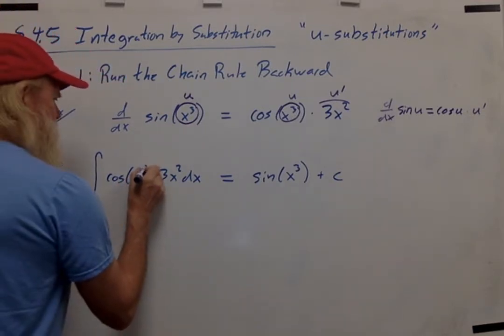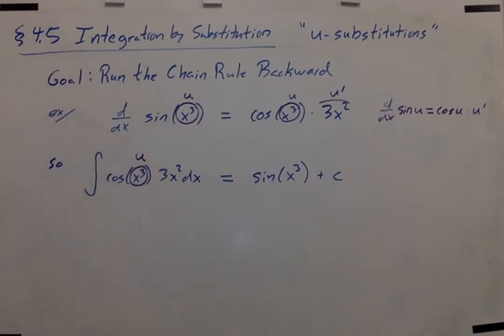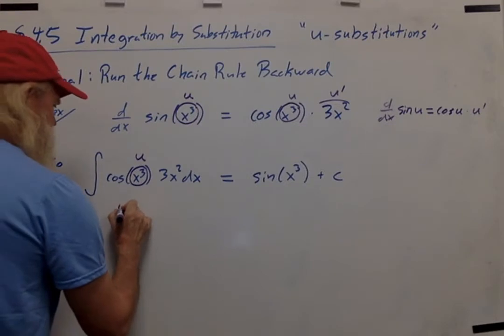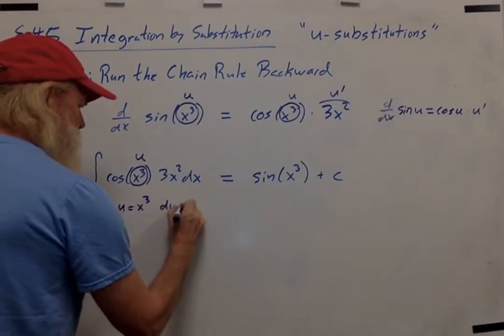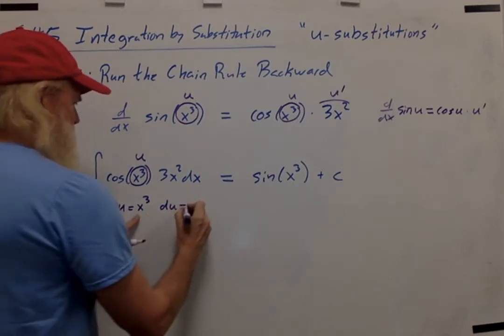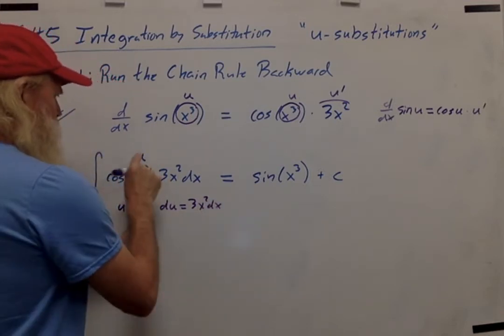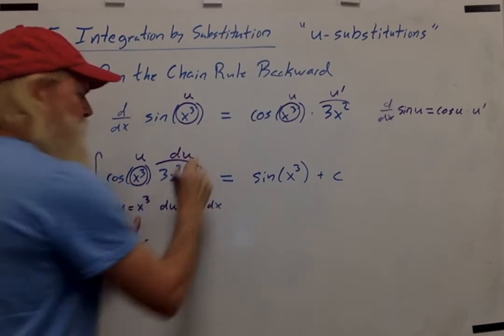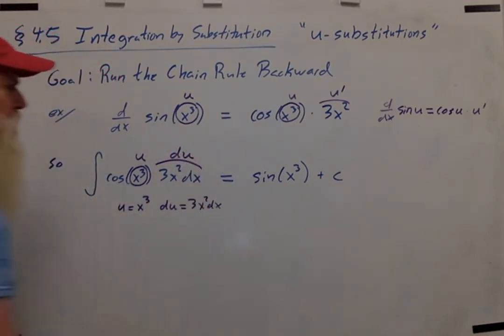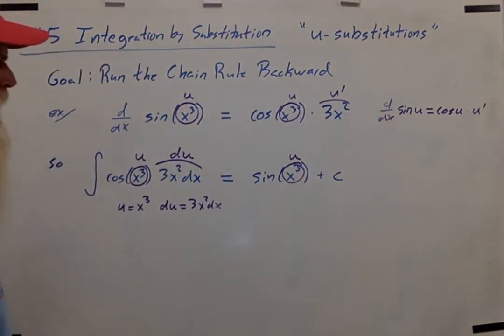So once again, let's think about the x cubed as being our u, and then notice that if u is equal to x cubed, then du, the differential of u, is equal to 3x squared dx. So if this is u, then this is the differential of u. And then the answer, or the antiderivative, is sine of u plus c.